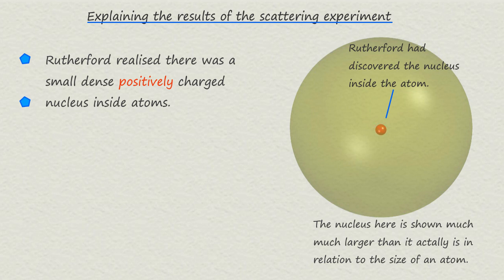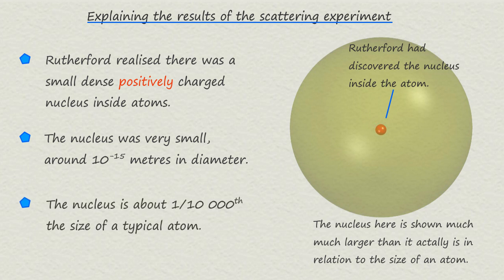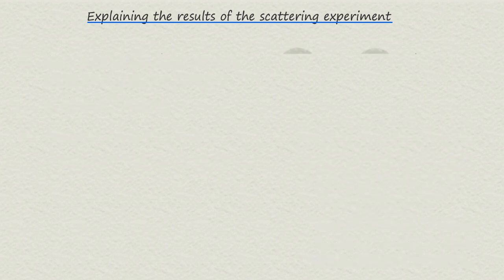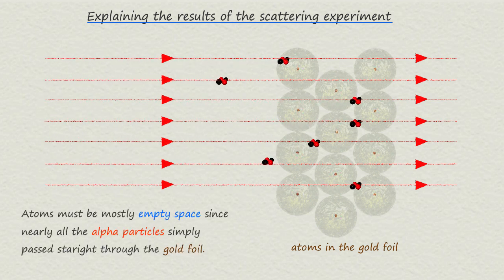Now, Rutherford was able to calculate the size of this nucleus inside the atom, and he found it had a diameter of about 10 to the minus 15 metres. That is, the nucleus is about 10,000 times smaller than the size of a typical atom. Now, since most of the alpha particles pass straight through the gold foil, Rutherford realised that most of the atom was in fact simply empty space.